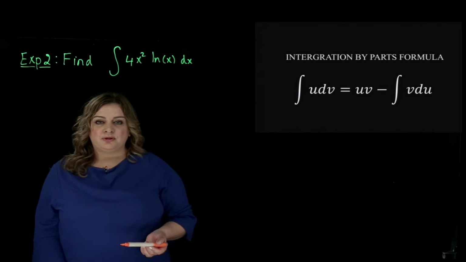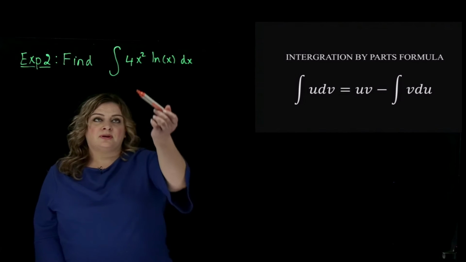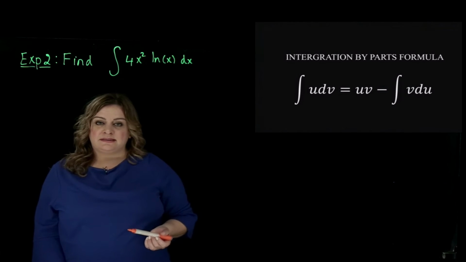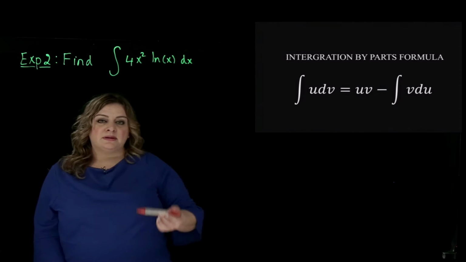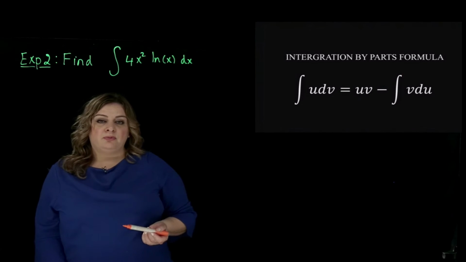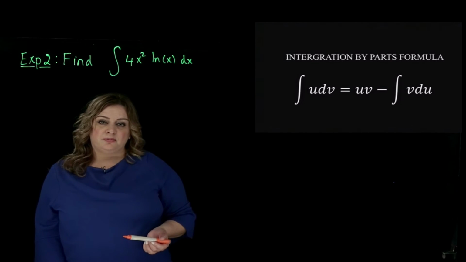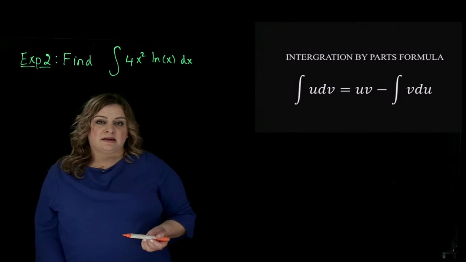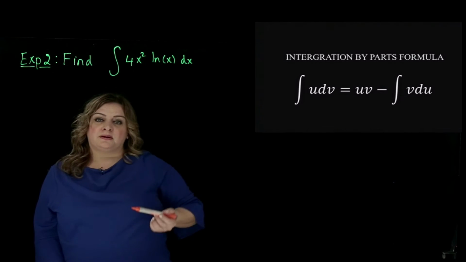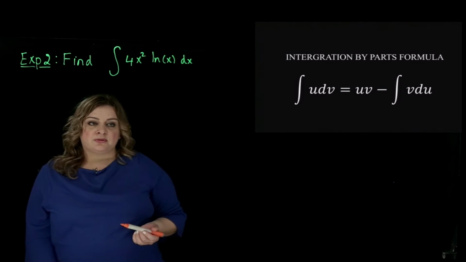Starting with example 2, we want to find the indefinite integral of 4x squared ln of x dx. We notice that the product involves a natural log function, and we want to apply the integration by parts formula. To apply the formula, we want to decide which part is u and which part is dv. I want to let u equal ln of x.